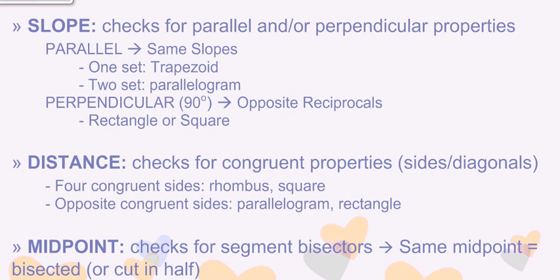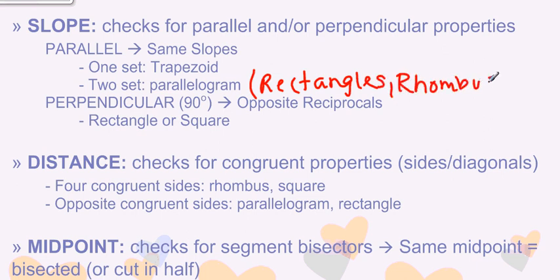If they have two sets, it means we're going to have a parallelogram. Now remember, a rectangle, rhombus, and square are also considered parallelograms, so they could also be underneath of this large window of parallelograms. So remember, we still have rectangles, rhombus, and squares. There, okay? We can't forget those.